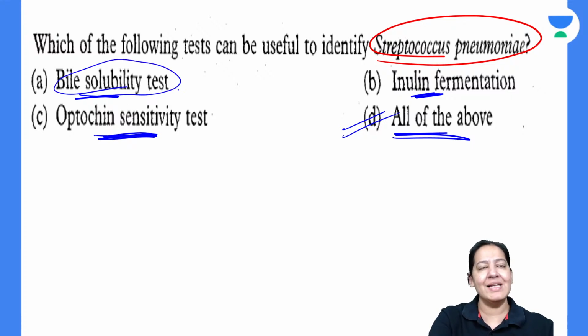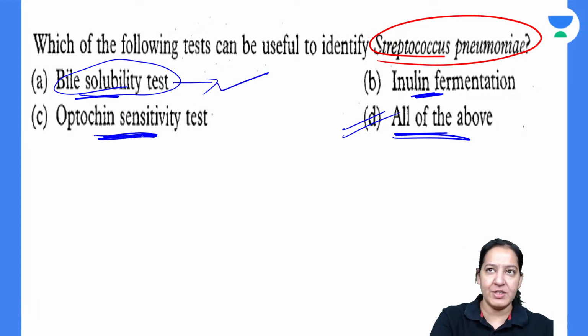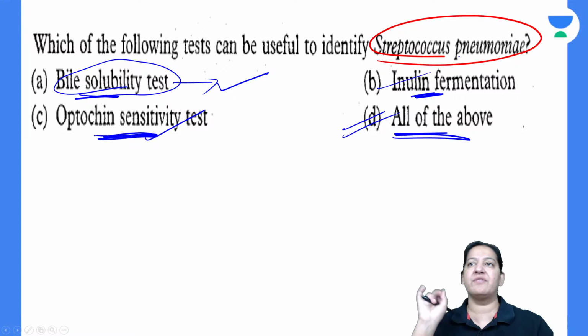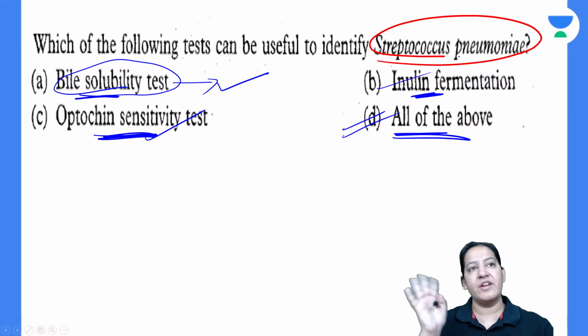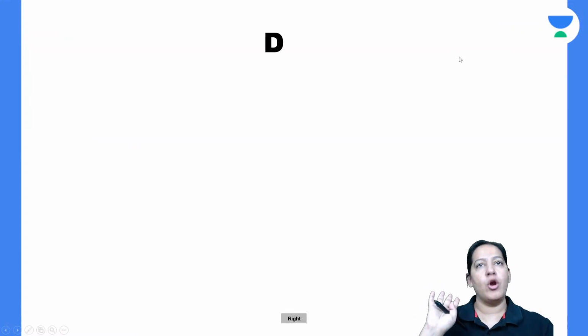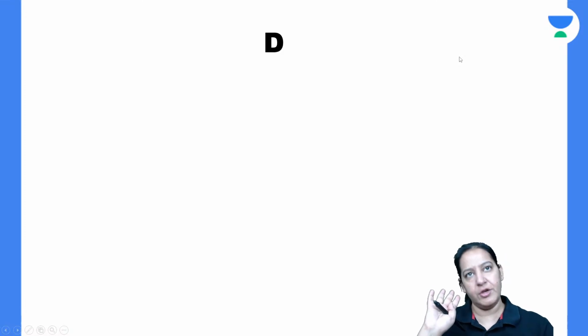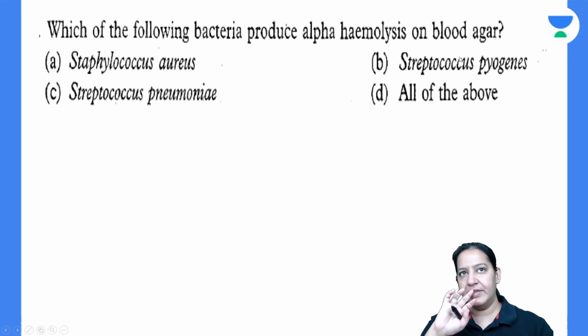The bile solubility test is one of the tests which differentiate pneumococcus from others. But Optochin sensitivity and inulin fermentation are also specific for pneumococcus only. None of the other bacteria show these tests. So go with D, all of the above is the correct answer. Right? Give me a thumbs up. Coming to the next question.